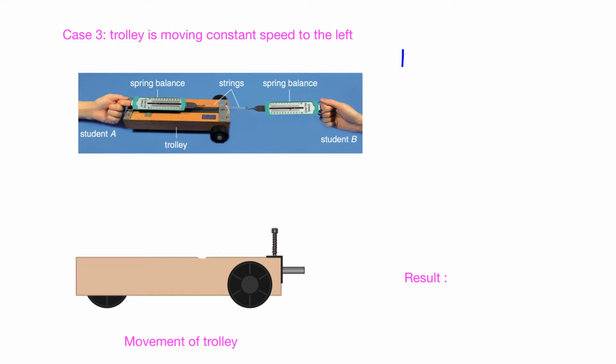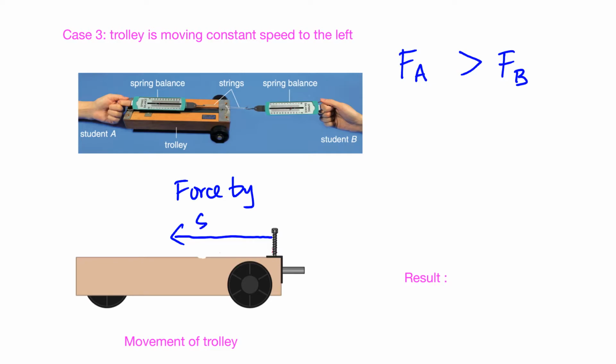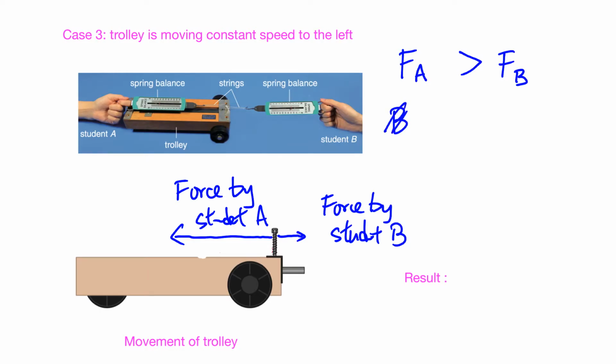In case 3, the trolley is moving at constant speed to the left, just like previously. But this time, the force of A and the force of B are different. If the force by student A is larger than the force by student B, in this case, because A is larger than B, we say that this is an unbalanced force. It seems that A is larger than B, so after A cancels B, you still have some force towards the left.